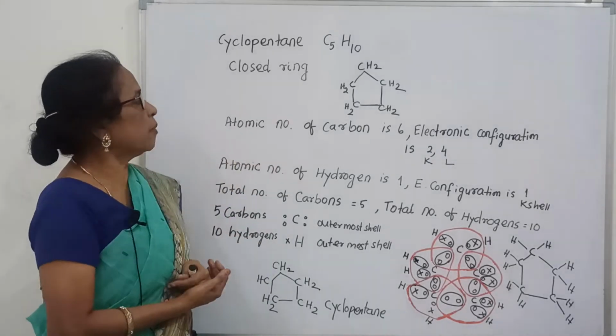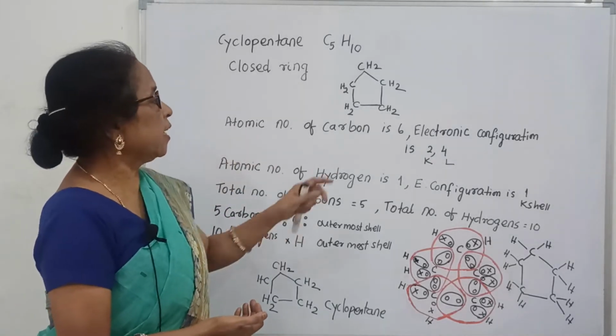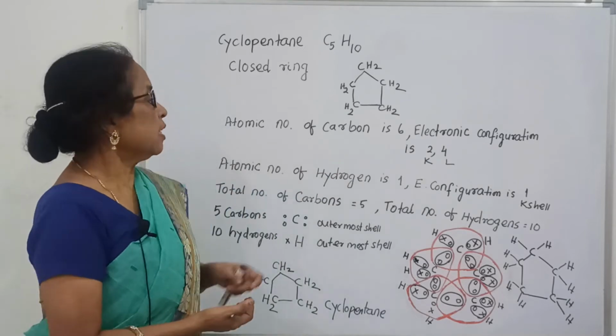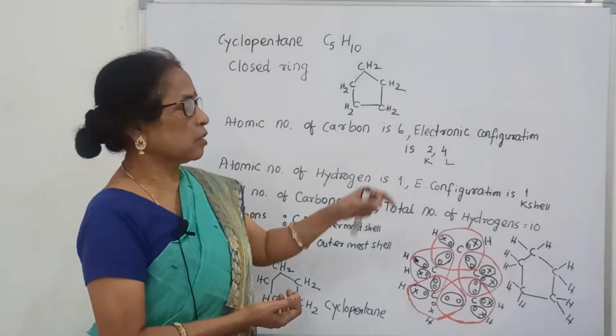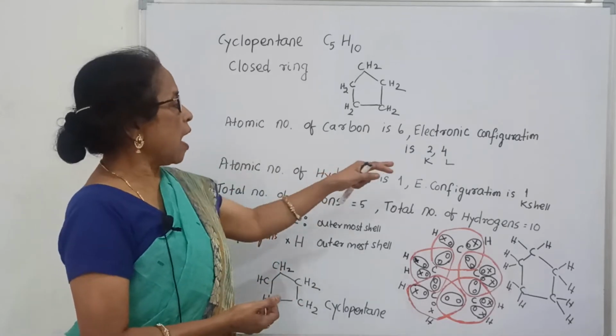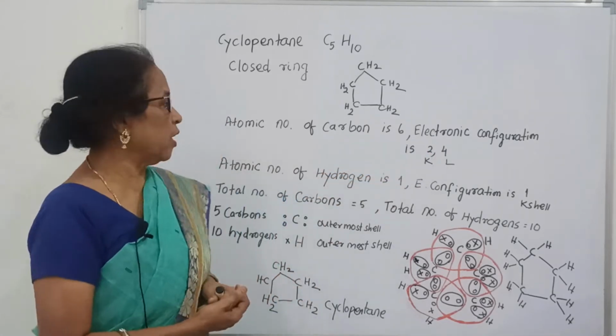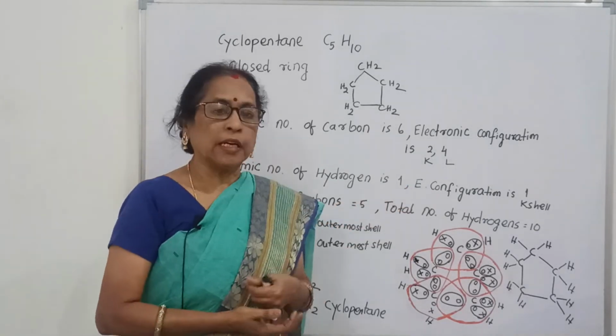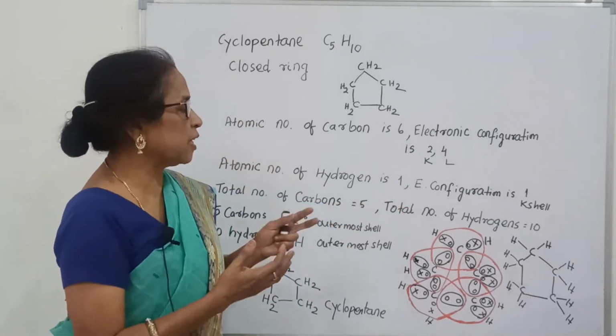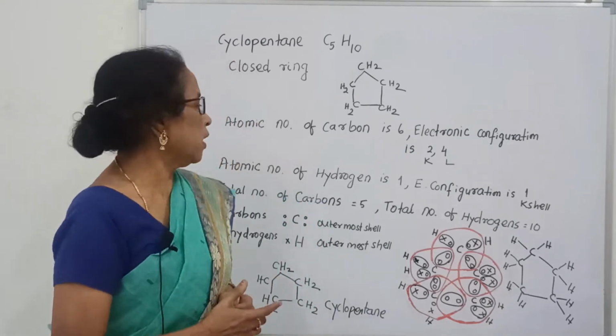Now atomic number of carbon is 6 and electronic configuration is 2, 4. K shell occupies 2 electrons, whereas L shell occupies 4 electrons. Atomic number of hydrogen is 1. Electronic configuration is 1. That means K shell occupies 1 electron.